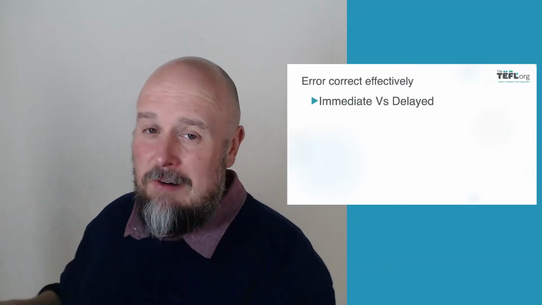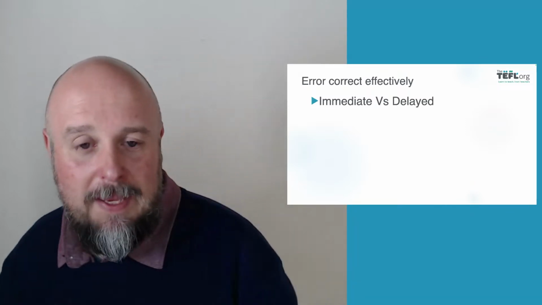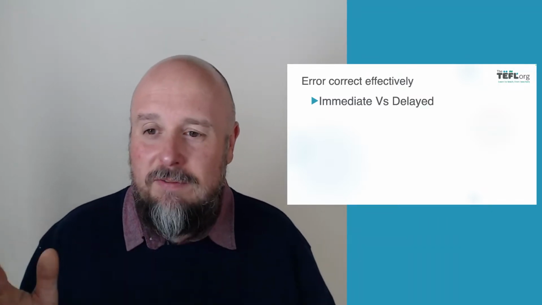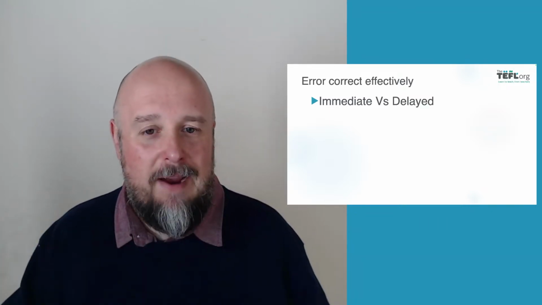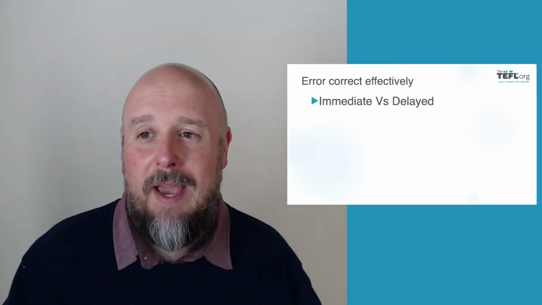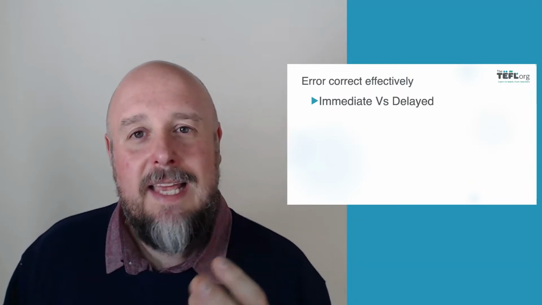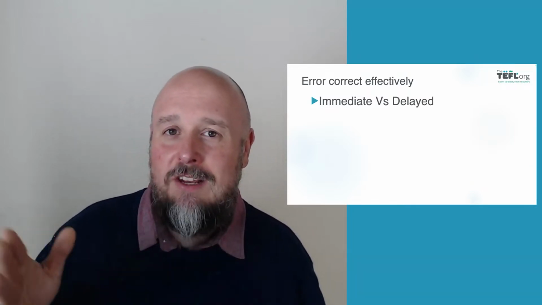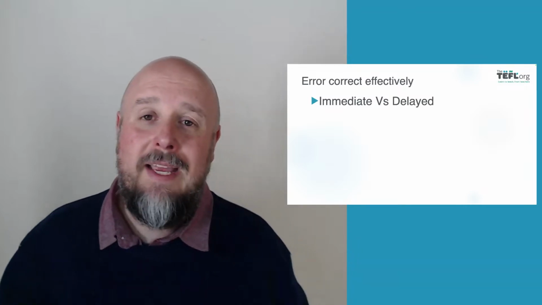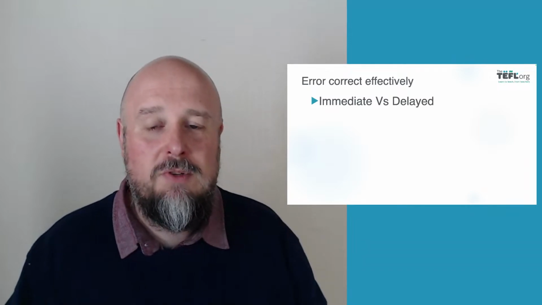There's lots of different ways of error correcting. And it does change whether you error correct writing or you error correct speaking. But a way to think about it is to do immediate error correction and to do delayed error correction. So immediate error correction is where you basically almost stop them instantly when they make a mistake. Delayed might be when you wait till the end of what they're saying and then you go and correct their mistakes. Or you might delay it by correcting the whole group at once instead of individuals.